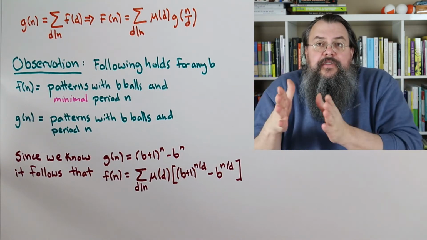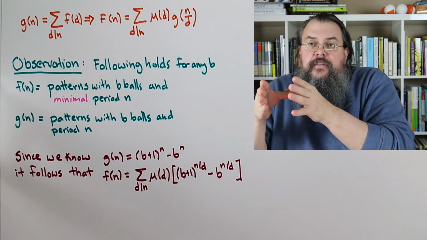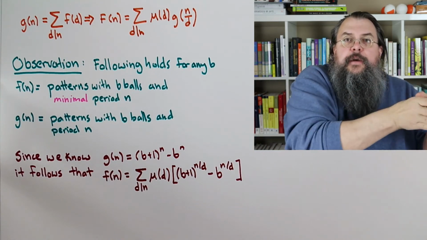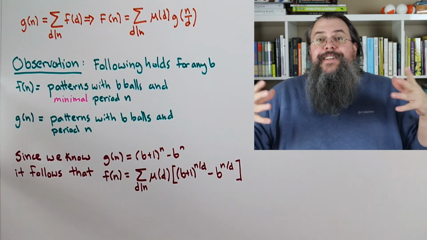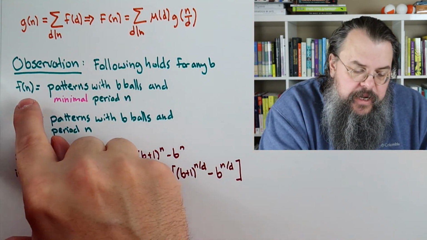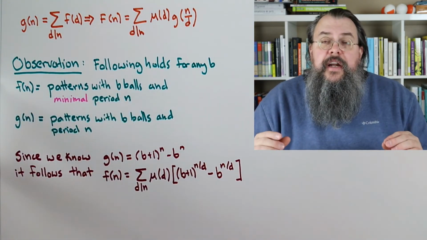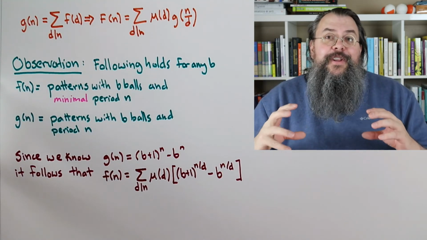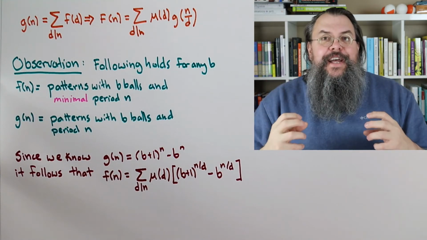Well, you take some divisor of n and you copy it. So suppose d divides n, and then you say, okay, take that d and just copy it n over d times, whatever that pattern is, and now you have a pattern of n. We'd like to somehow get rid of those. So what we'll do is we'll look at a function f, which is the patterns with b balls and minimal period n. In other words, it's not built up from a smaller pattern. That's what we're really after, those true, proper period n.